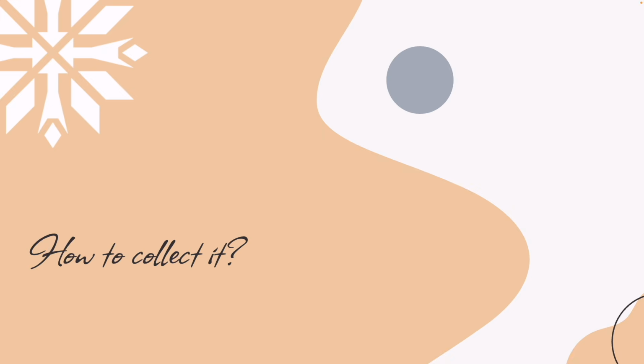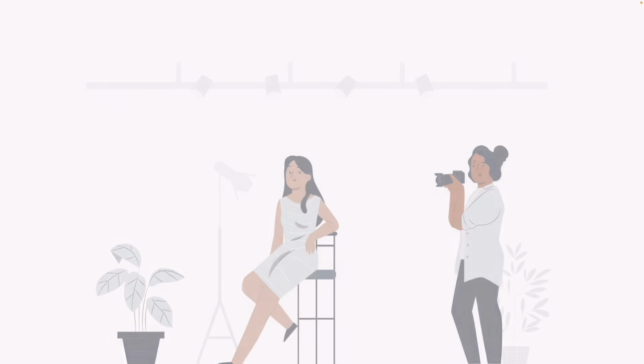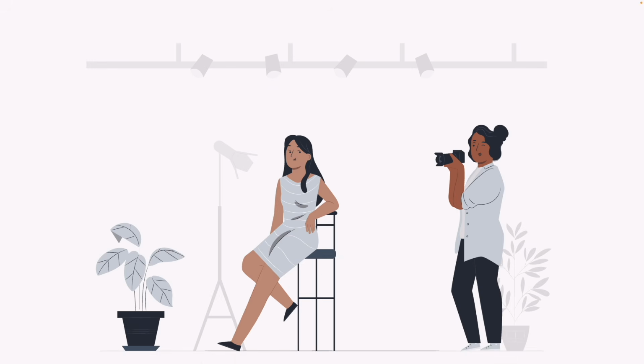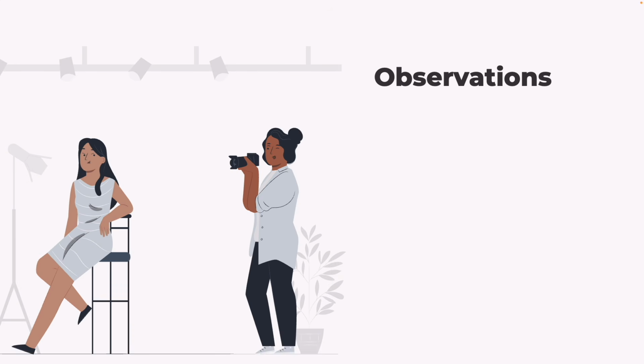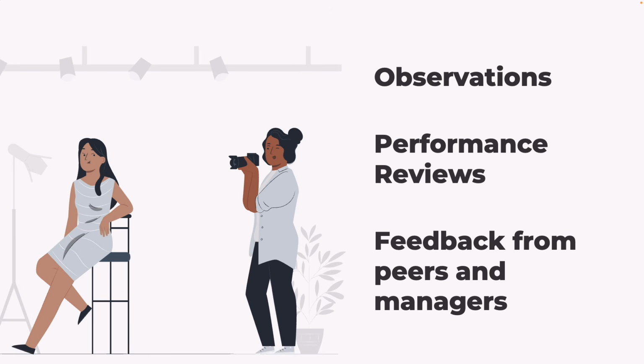How do you collect it? Measuring behavioral change can be challenging, to say the least, but not impossible. You can think of this as being a paparazzi, where you discreetly snap photos of performance to catch learners in the act, be that positive or otherwise. The methods you can use for this are observations, performance reviews, feedback from peers and managers, collected in surveys or through interviews, and so on.